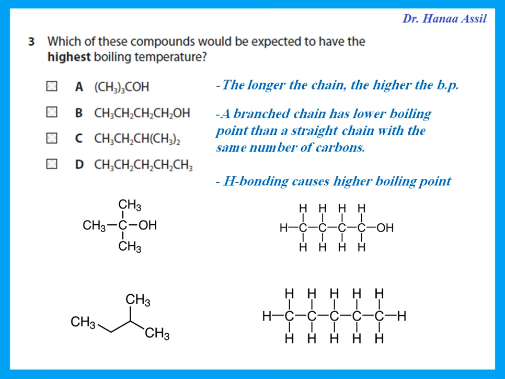So that means that my answer is A or B. Now, which one would have higher boiling point? We said branch chain has lower. So that means A would have lower than B. So B has the highest boiling temperature among all of these.